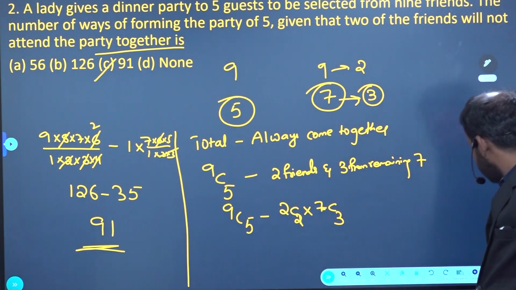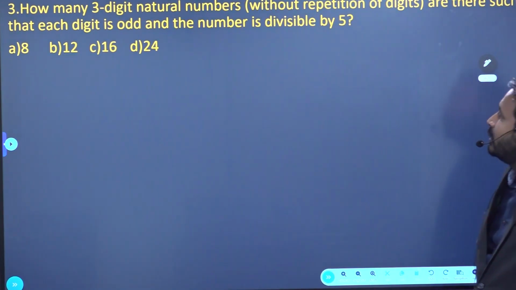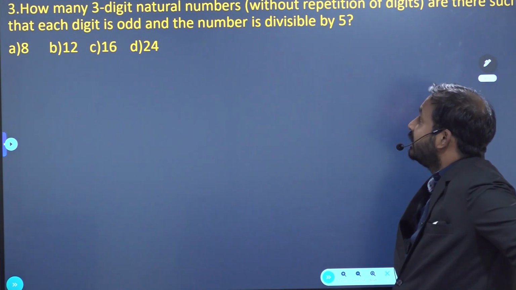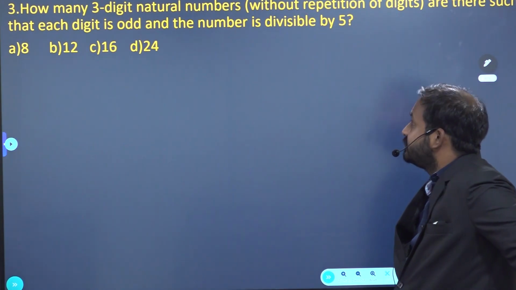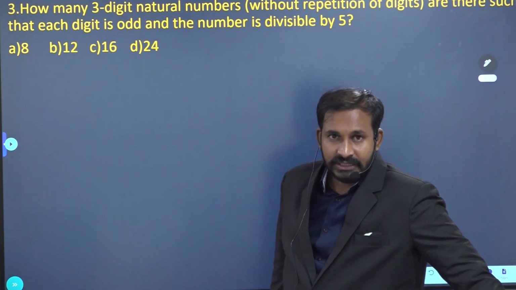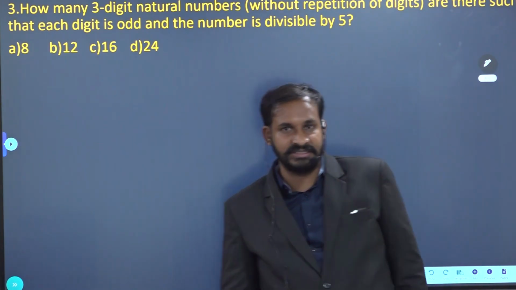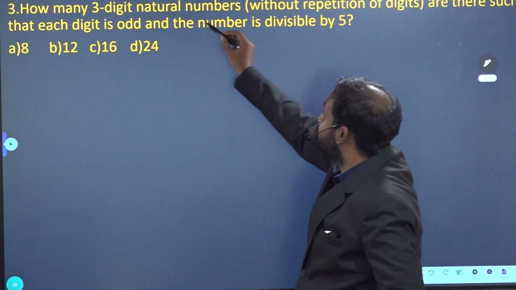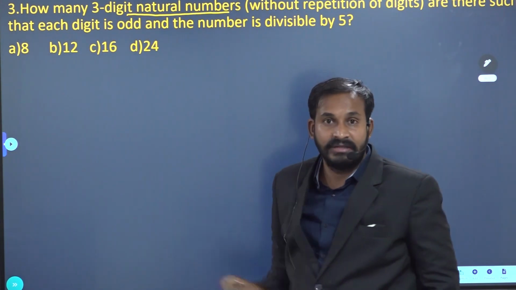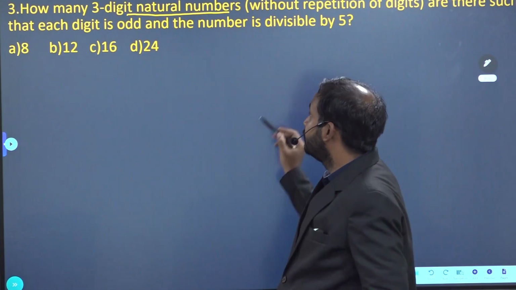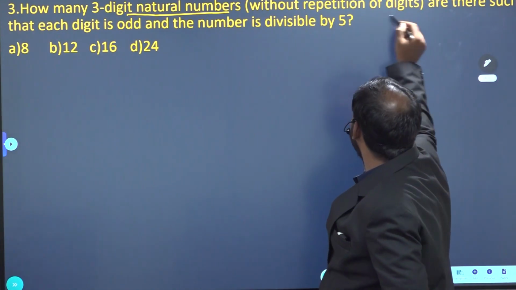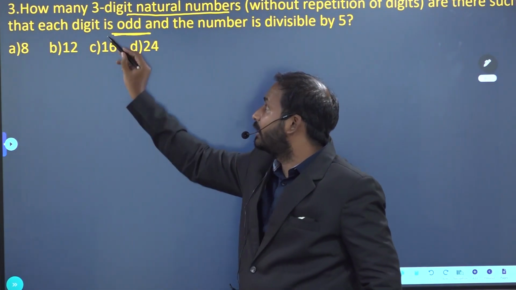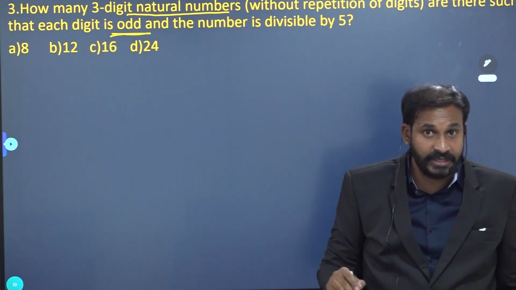Okay, next one. How many 3-digit natural numbers without repetition are there such that each digit is odd and the number is divisible by 5? See, if a number is divisible by 5, students, first of all tell me, and they clearly said 3-digit natural numbers, without repetition, such that each digit is odd. Definitely each digit should be odd.